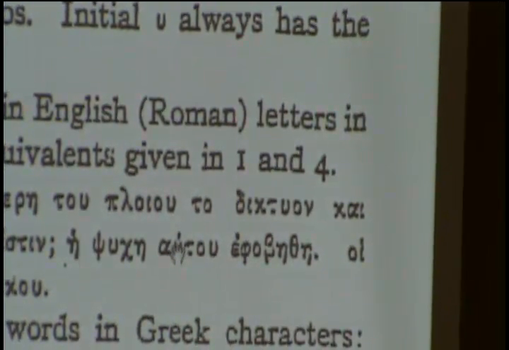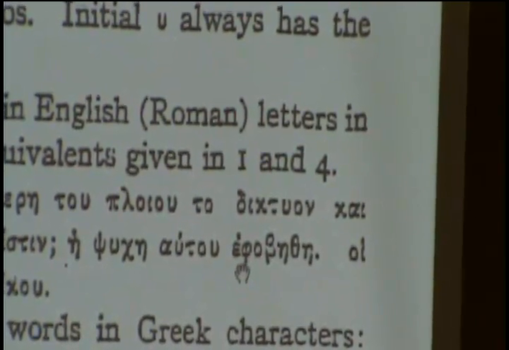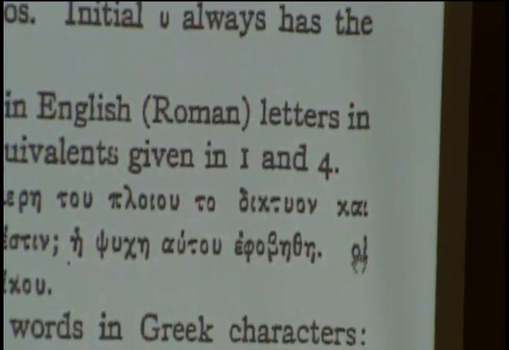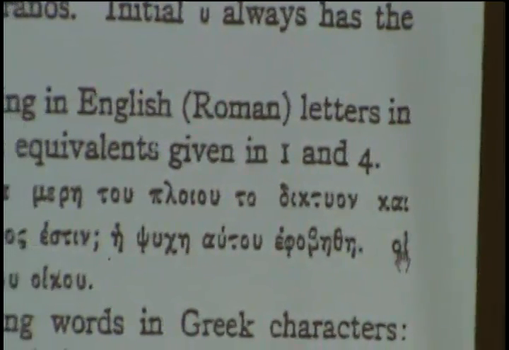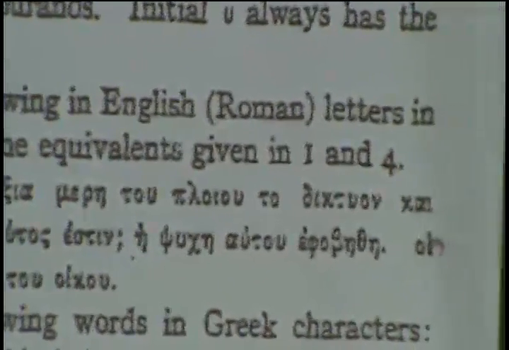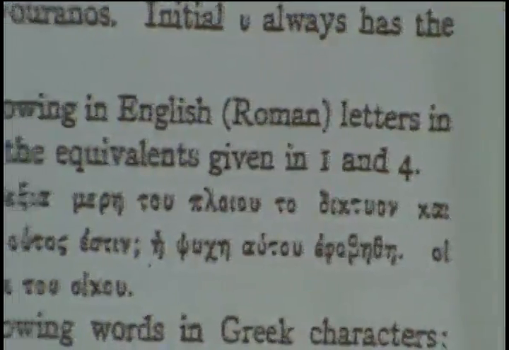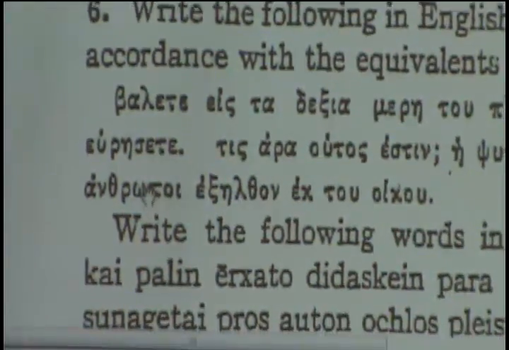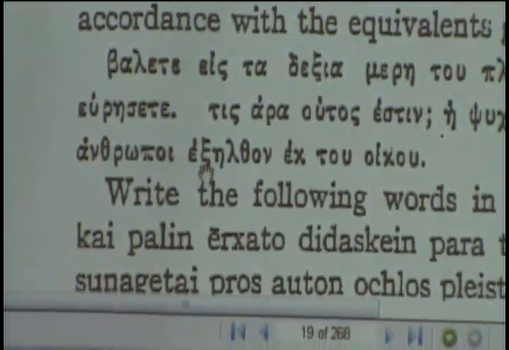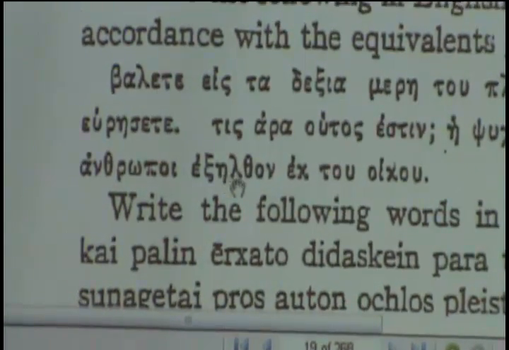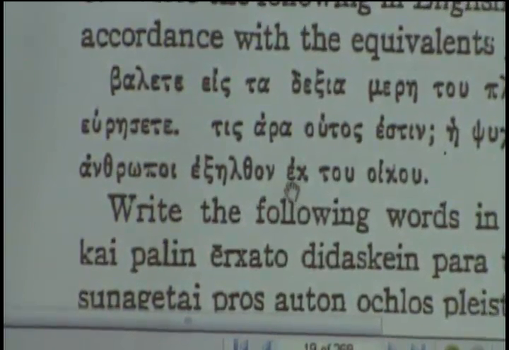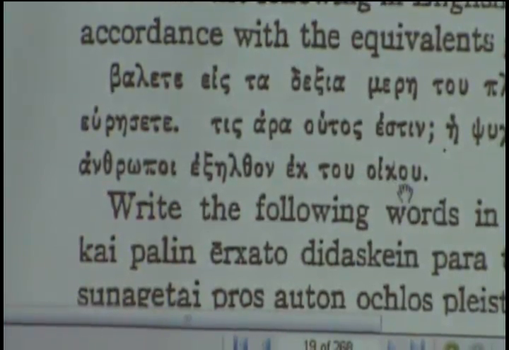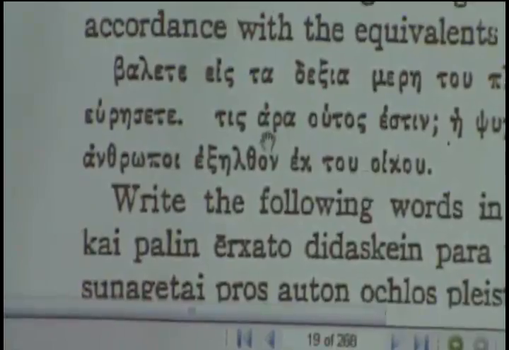Well, what's strange is that I don't know whether it's rough or smooth. And this is FOBC. And hoi, that's a rough breathing. Hoi. You see, you put an H on it because it's got a rough breathing mark. Then anthropoi. Trill that out a little bit. Anthropoi. All right. And then exelthon. Ek. That's a smooth breathing. And two. Oiku. It's a smooth breathing. So these are some of the readings.